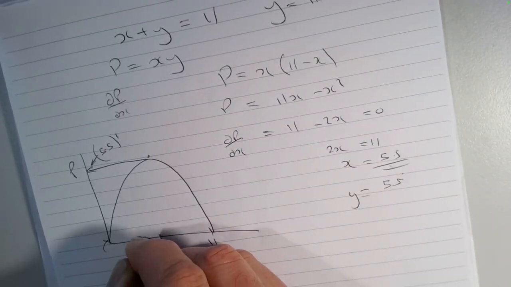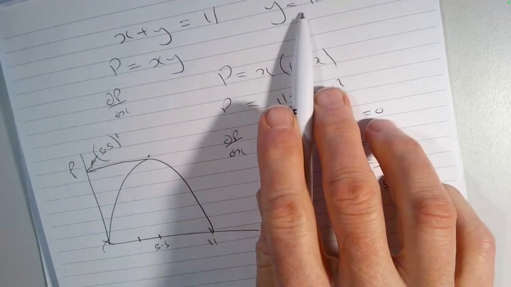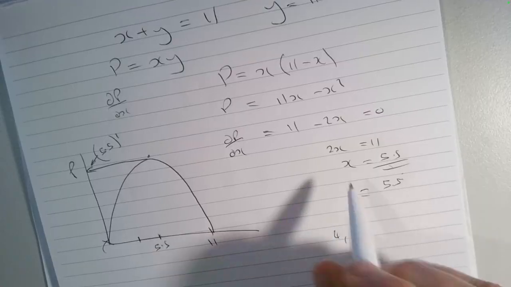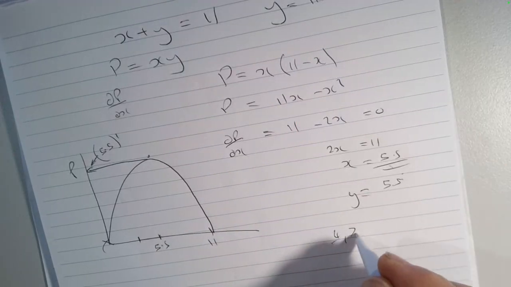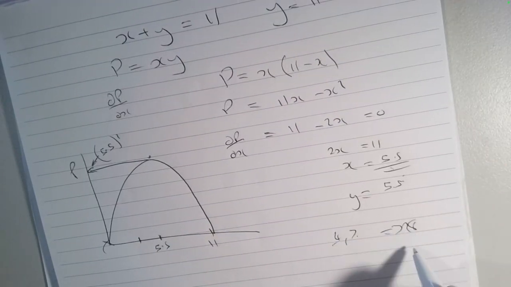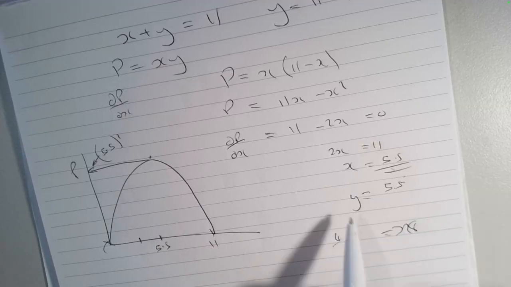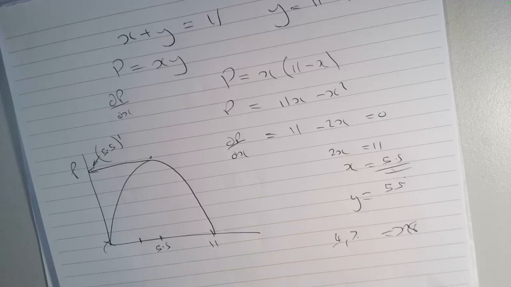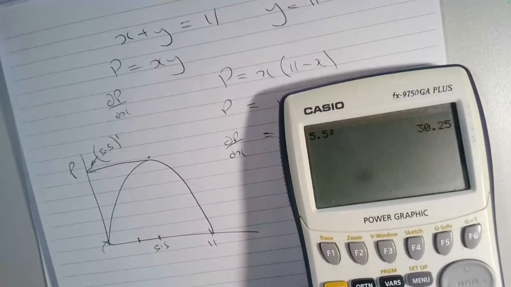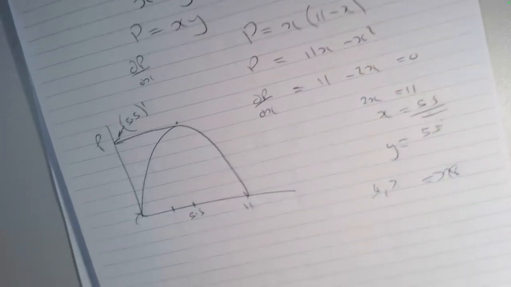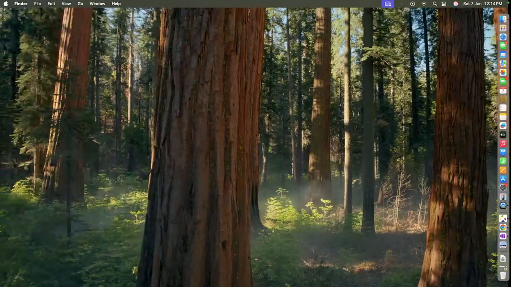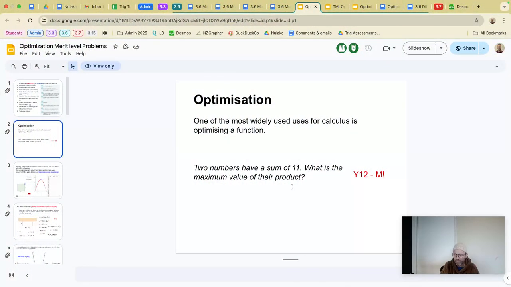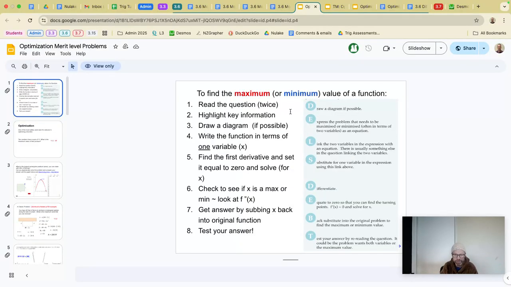You know, if you had gone for 4, when x is 4, then y would have been 7. 4 times 7 is 28. So it's getting close to it. If we went for 5, you're going to get what? 5 and 6. So 5 times 6 is 30, but still slightly less than 30.25.